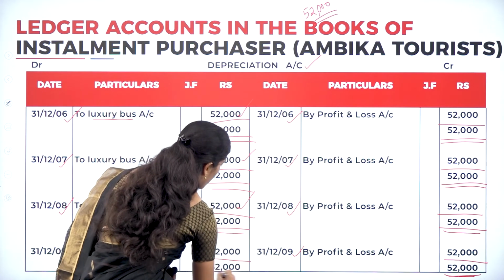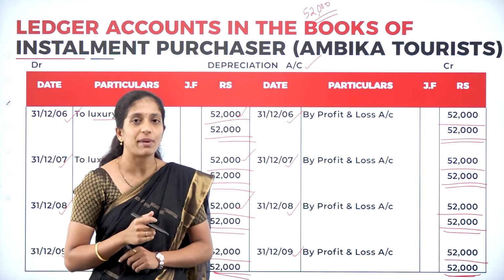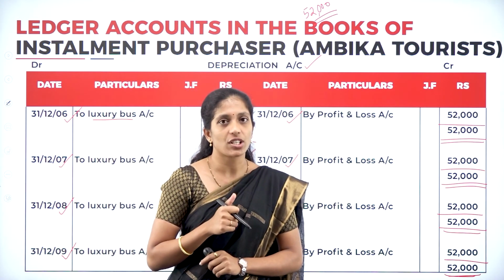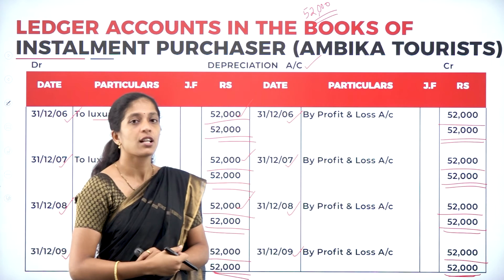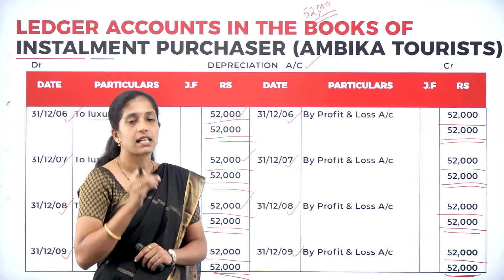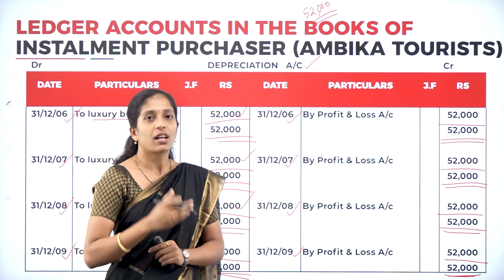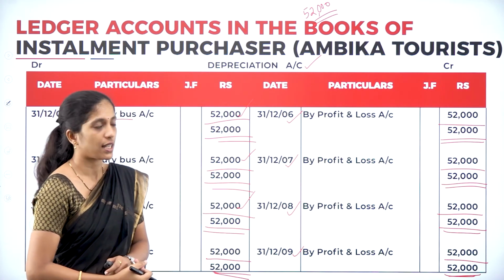So this is how you are going to prepare your depreciation account. What are the entries to be remembered here? One is for the depreciation charge and the other is for the transfer of depreciation to the profit and loss account. So you will have only two entries, and your debit and credit sides will tally in each and every year, because immediately that depreciation will be transferred to the profit and loss account.